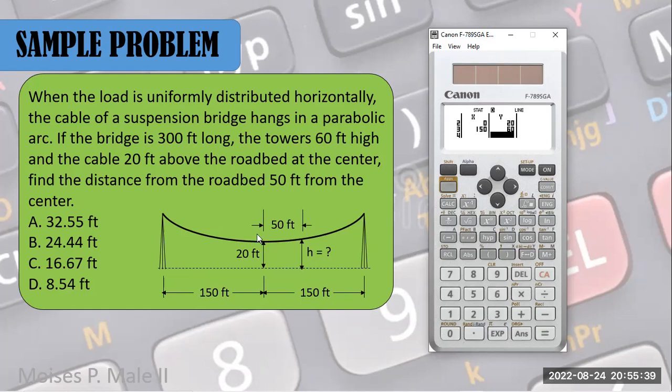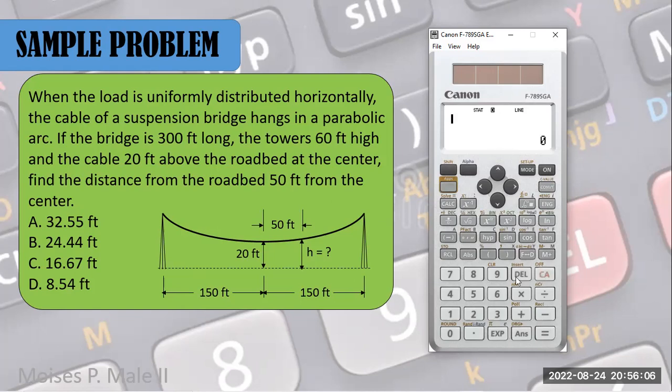Ano lang. So, na-input nyo na yung 3 points. Dapat sa quadratic kasi 3 points yung ma-input nyo. Now, we need to get the value of y, itong h na to, when x equals 50, or 50 from the center, diba? So, 50 yung x, hanapin natin yung value ng y, or yung y column, y coordinate. Diba?